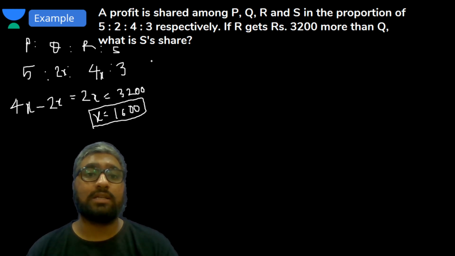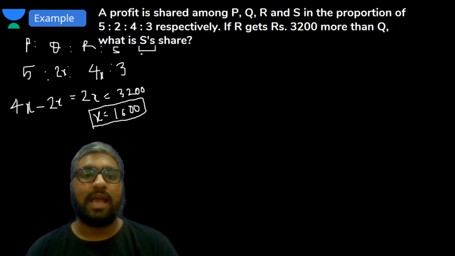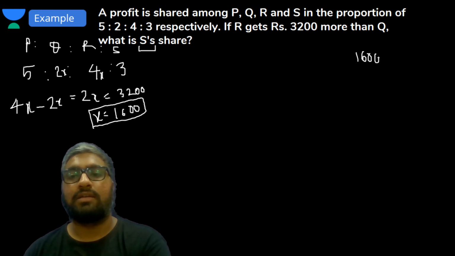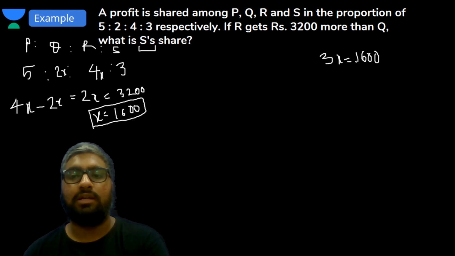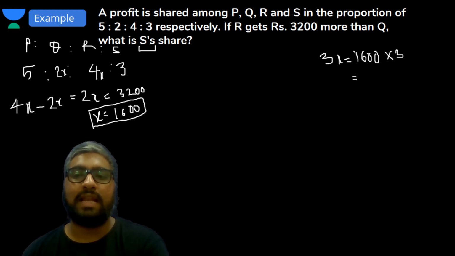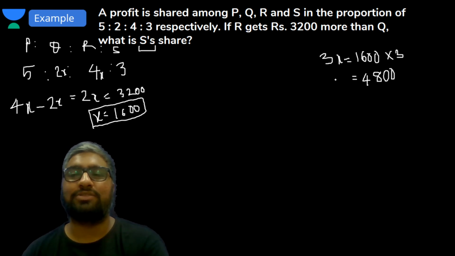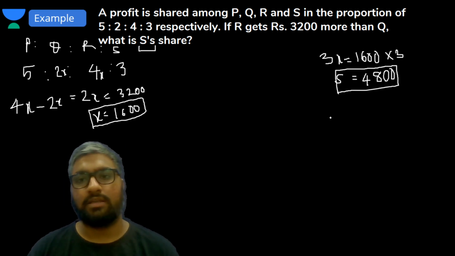Now, is this the answer to my question? No. What does the question ask? S's share. S is 3 parts. So 1600 is x, and we need 3x, which is 1600 thrice. If you have difficulties doing this, find out double and then add it. Double would be 3200, plus 1600 is 4800. So S's share is 4800.